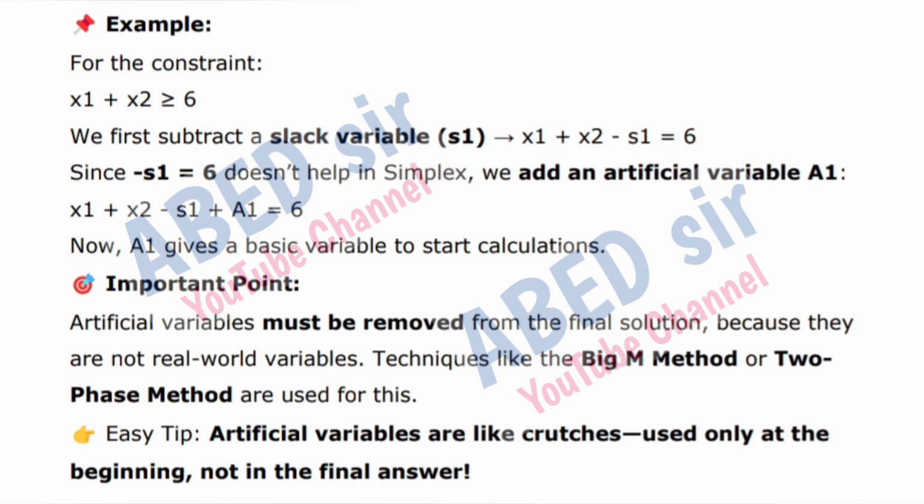Important point: artificial variables must be removed from the final solution because they are not real-world variables. Techniques like the Big M method or two-phase method are used for this. Easy tip: artificial variables are like crutches, used only at the beginning, not in the final answer.